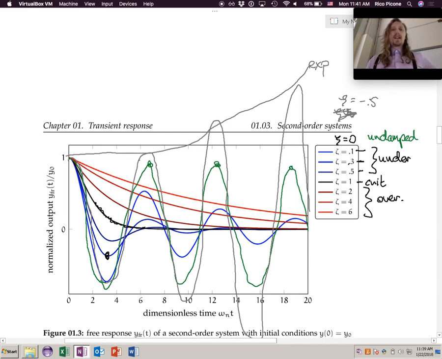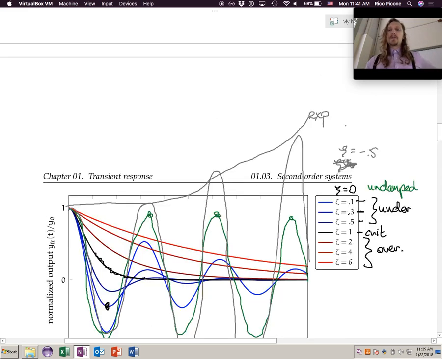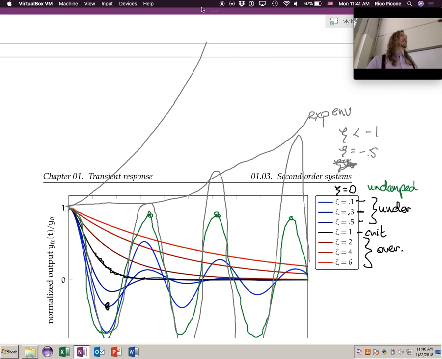Okay. And then if we go further, if zeta is less than negative 1, we get this unstable, and yet in a sense overdamped unstable system where it's just going to shoot off. This other one that I drew had an envelope of this oscillation. This one does not. This is just the response is going to shoot off and not oscillate.